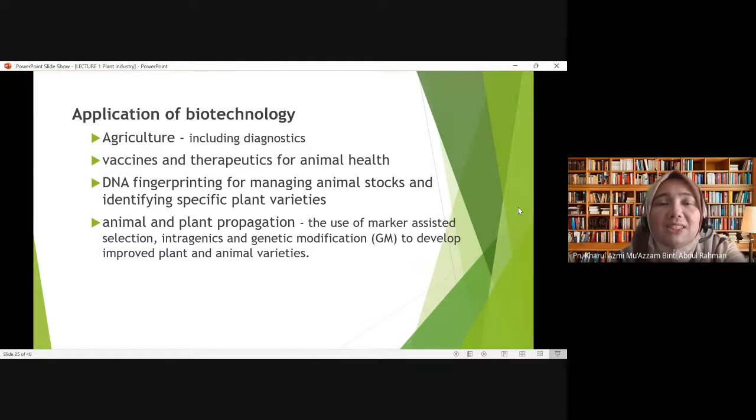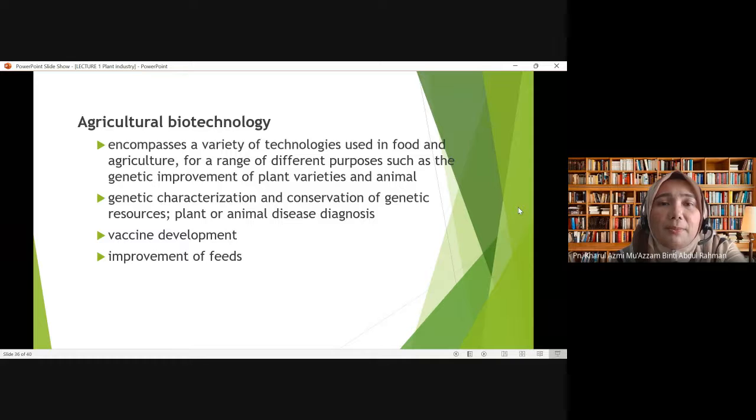So this is more like the summarization of what is the application in biotechnology. And then for the agricultural biotechnology, what we can do is it encompasses a variety of technology used in food and agriculture. Kita boleh gunakan dia untuk penghasilan makanan ataupun untuk pertanian for a different range of purpose. Macam-macam lah. Such as the genetic improvement of plant varieties and animal. Ya, nak hasilkan tumbuhan ataupun haiwan, ternakan yang lebih disease resistant, yang tahan kepada pelbagai jenis penyakit. Genetic characterization, vaccine development and also for the improvement of feed ya, untuk meningkatkan lagi hasil ni lah food kita.